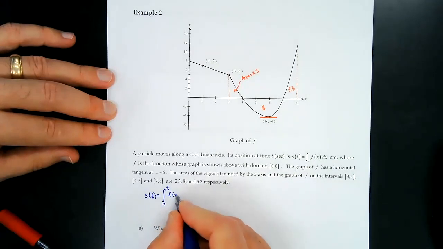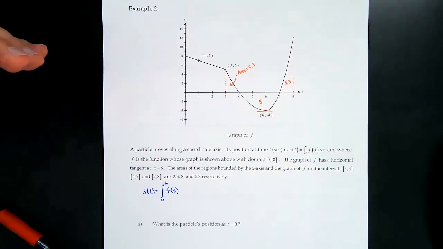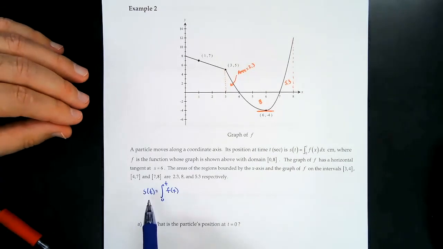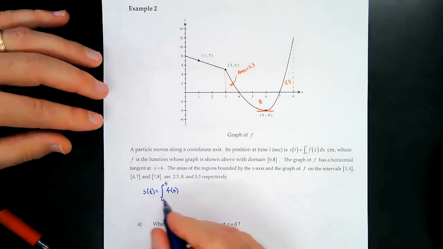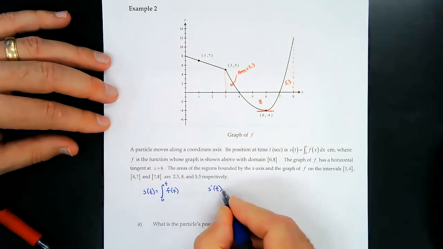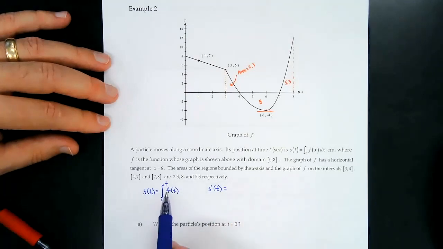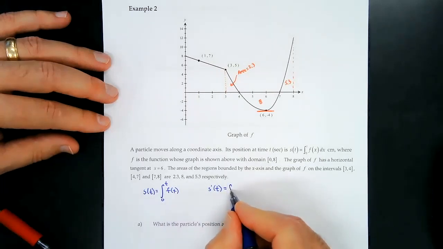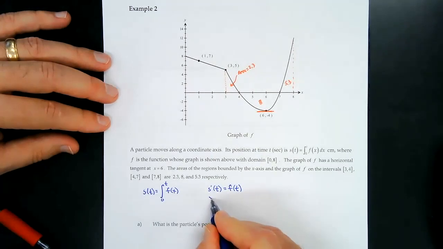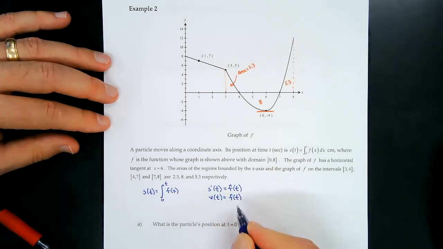f of x. Okay, so when we talk about particle motion, we want to look at the velocity and also the acceleration a lot of times, right? So what is the derivative of this? Well, s prime of t would be equal to f of t. But the s prime of t is also equal to the velocity. So we also know that v of t is equal to f of t, because s prime of t and v of t are the same thing.